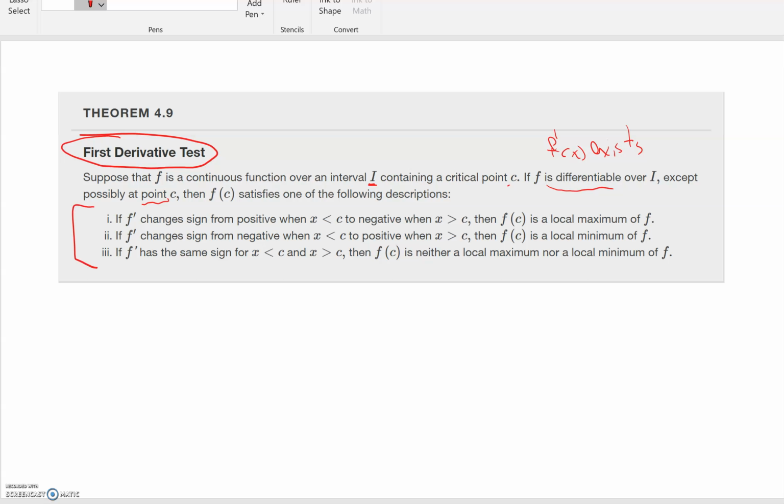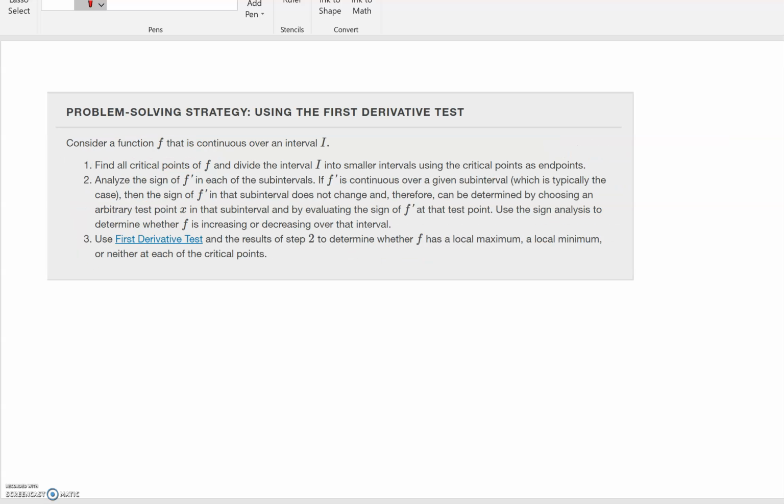Now, what these amount to saying is that we're going to look at the sign of the derivative and use that to tell you whether the function is increasing or decreasing, which in turn tells you whether you're looking at a maximum, a minimum, or neither. That's the first derivative test. And the actual problem solving strategy is outlined below.